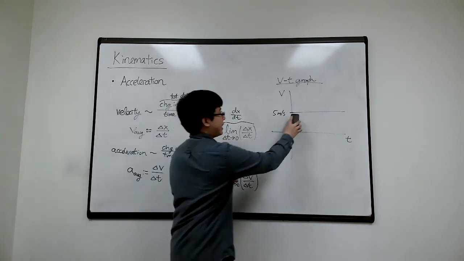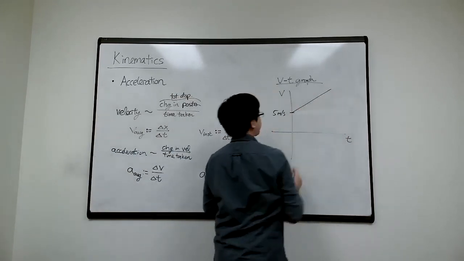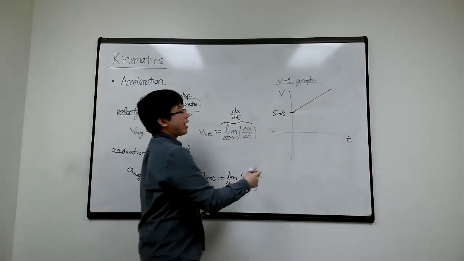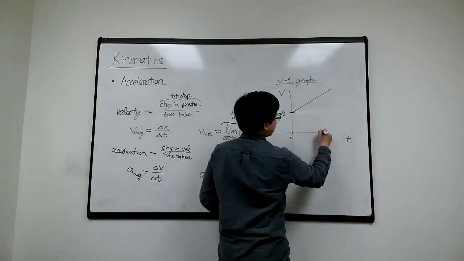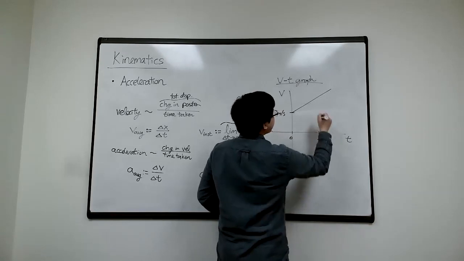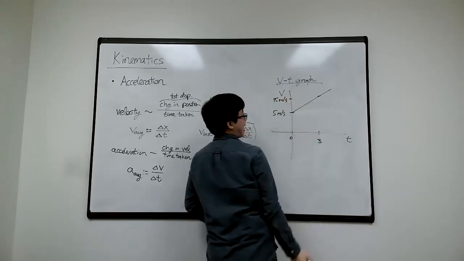However, if the velocity changes, so if it goes like this, I need to know how long it takes. So let's say it goes from 0 to 3, and it goes to 15 meters per second, like that.